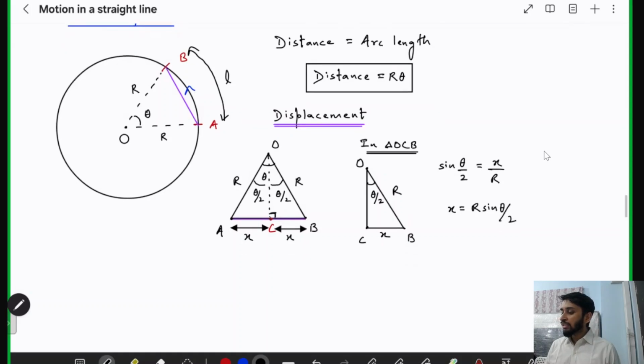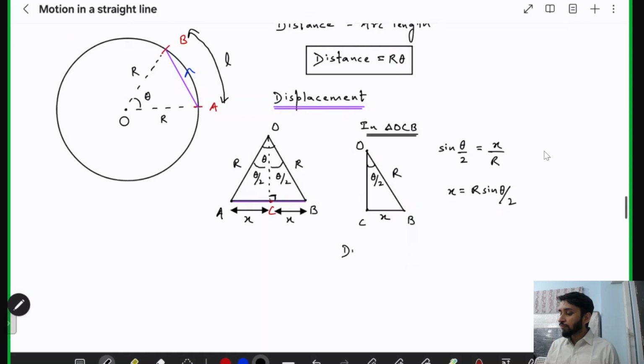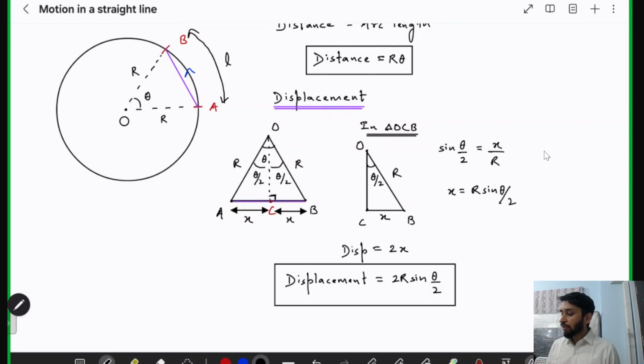Fine. So the displacement is going to be 2x, as we need the complete length AB. So displacement will become 2x, and x is nothing but r sine theta by 2. So in general, the formula for displacement becomes 2r sine theta by 2, right? Clear now? So this is the formula for displacement in general.